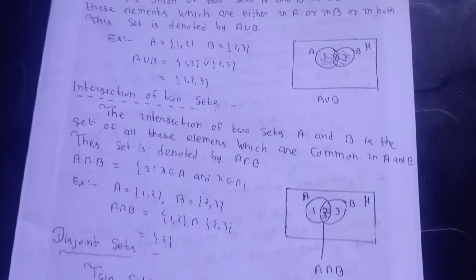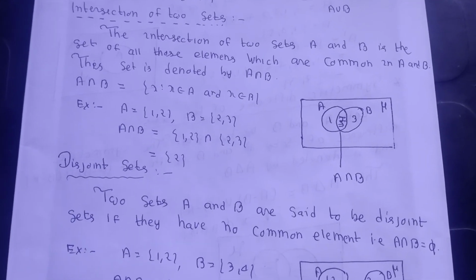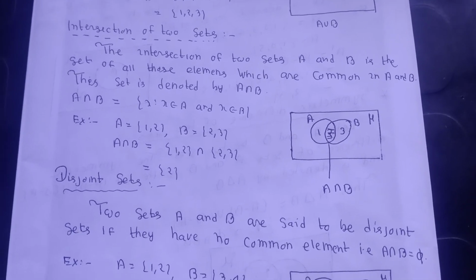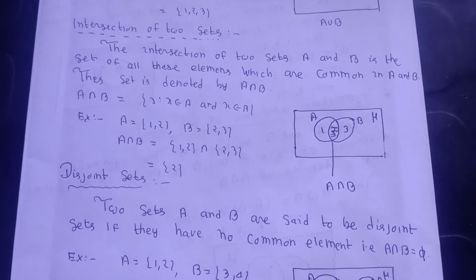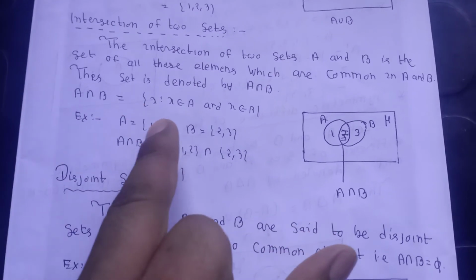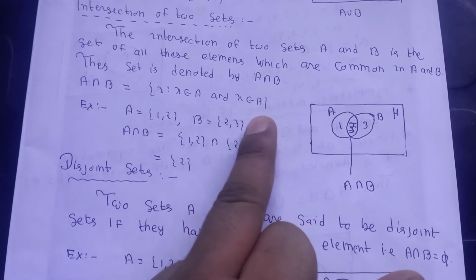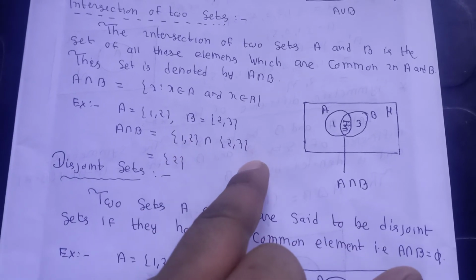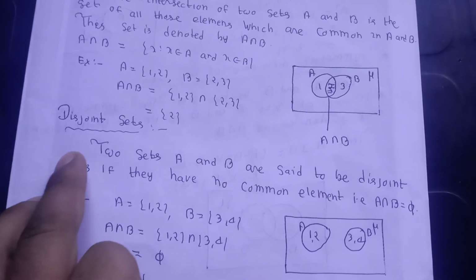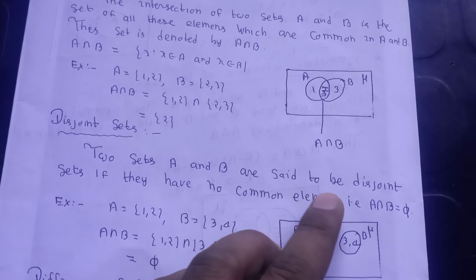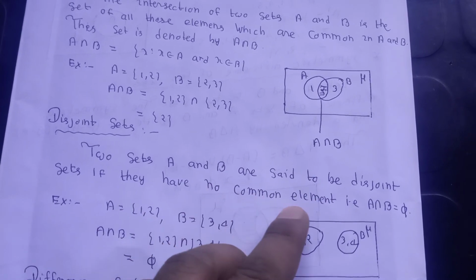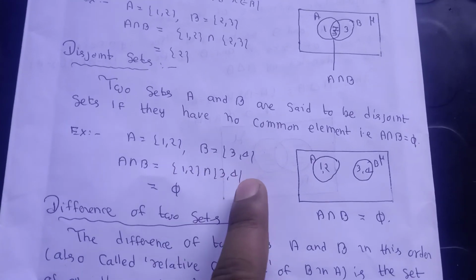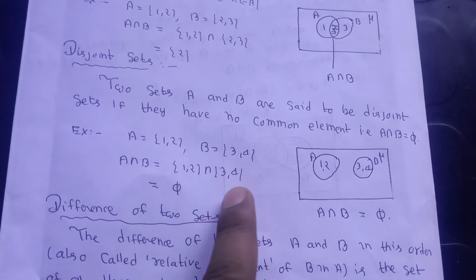Intersection of two sets. The intersection of two sets A and B is the set of all those elements which are common in A and B. This set is denoted by A intersection B. So A intersection B is such that x belongs to A and x belongs to B. A equals {1, 2}, B equals {2, 3}. Then A intersection B is {1, 2} intersection {2, 3}, which equals {2}. Disjoint sets. Two sets A and B are said to be disjoint if they have no common elements, that is, A intersection B equals phi. For example, A equals {1, 2}, B equals {3, 4}. Then A intersection B equals {1, 2} intersection {3, 4}, which equals phi.